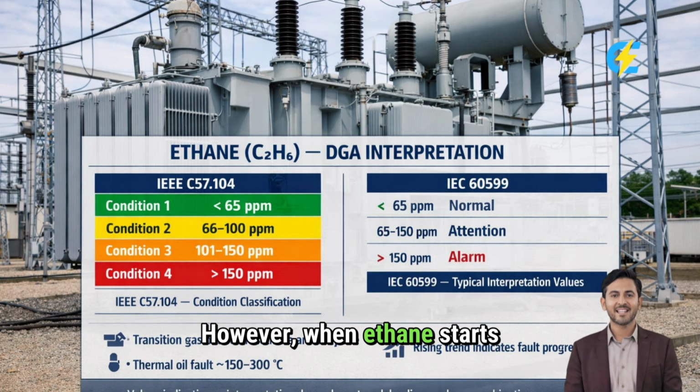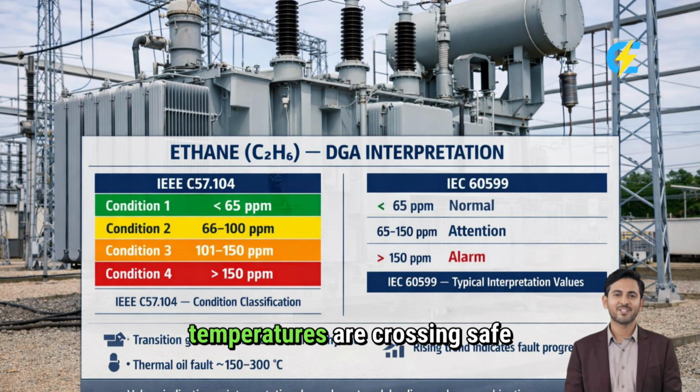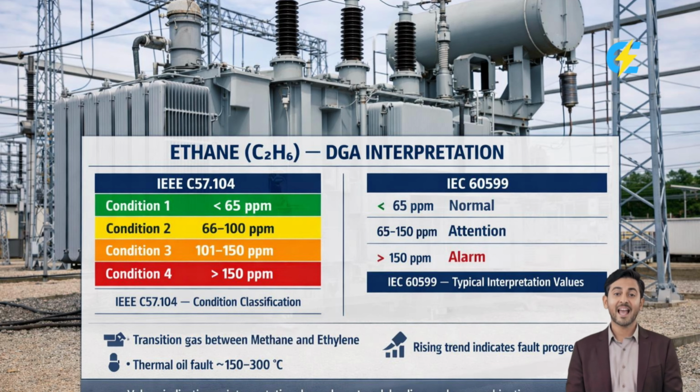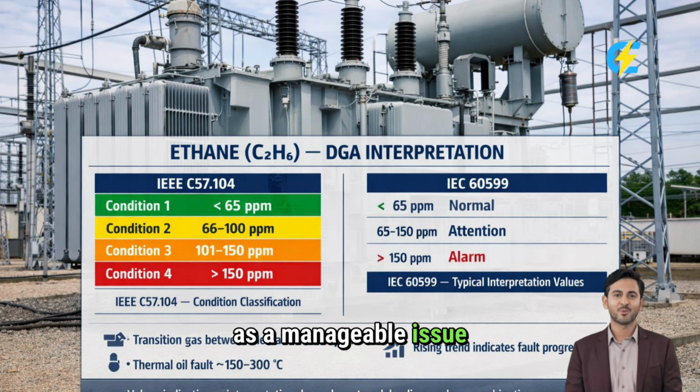However, when ethane starts increasing together with ethylene, that's your signal that temperatures are crossing safe limits. You are now dealing with severe hotspots and accelerated insulation aging. The heat that started as a manageable issue is now becoming dangerous. Rising ethane means heat is sustained. Unlike the early warning signals from hydrogen or the initial thermal indicators from methane, ethane tells you that heating has become established in your transformer.